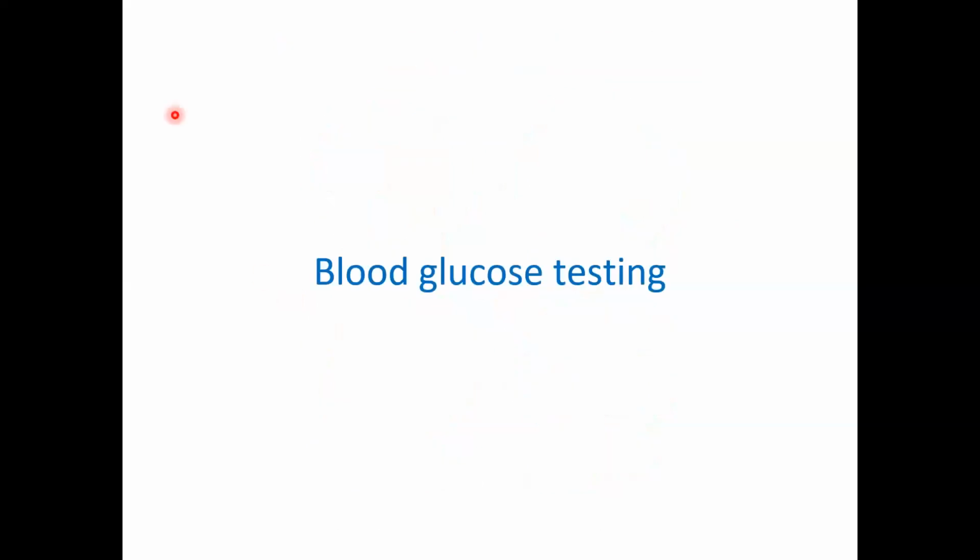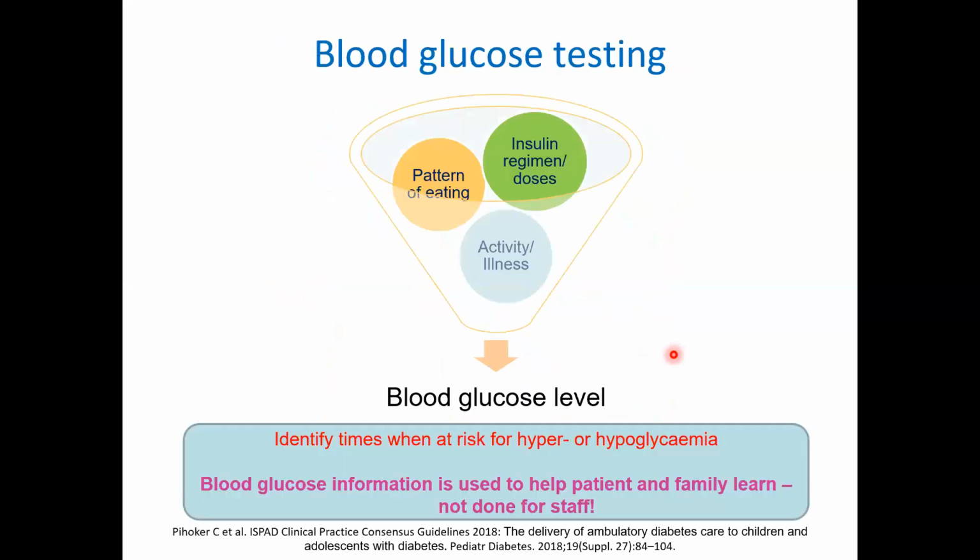So let's look at blood glucose testing. Blood glucose levels are affected by several factors, including, of course, the pattern of eating, the level of activity, and then, of course, illness. So, for example, if a patient has fever, they're likely to get hyperglycemic because there's increased insulin resistance. If they have gastroenteritis or an illness that's causing them to feed poorly, they're likely to get hypoglycemia. And then, of course, the insulin regimen and doses can also affect the blood glucose level.